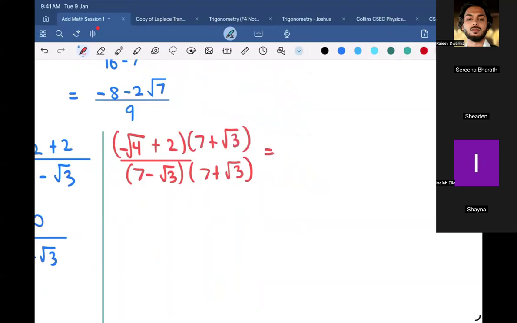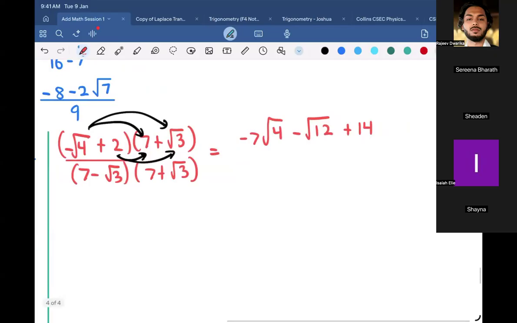On top, we're gonna multiply like this. Right? So what is minus root 4 by 7? Minus root 4 by 7. Minus 7 root 4. Right? What is minus root 4 by plus root 3? Minus root 12. Correct. Then we have 2 by 7. All right, that'll be 14. And then we have 2 plus root 3.